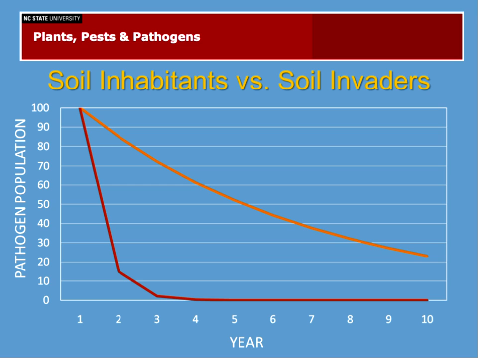So if you've got something that starts out at this population but very quickly drops down after a few years of the host plant being gone, then we've got what we call a soil invader. It's present there because there was a host plant, but then disappears out of the soil. Or things like some foliar pathogens that, once the leaves are completely decomposed, will be gone too. Versus something that's a soil inhabitant and either declines very slowly or doesn't decline at all over time.